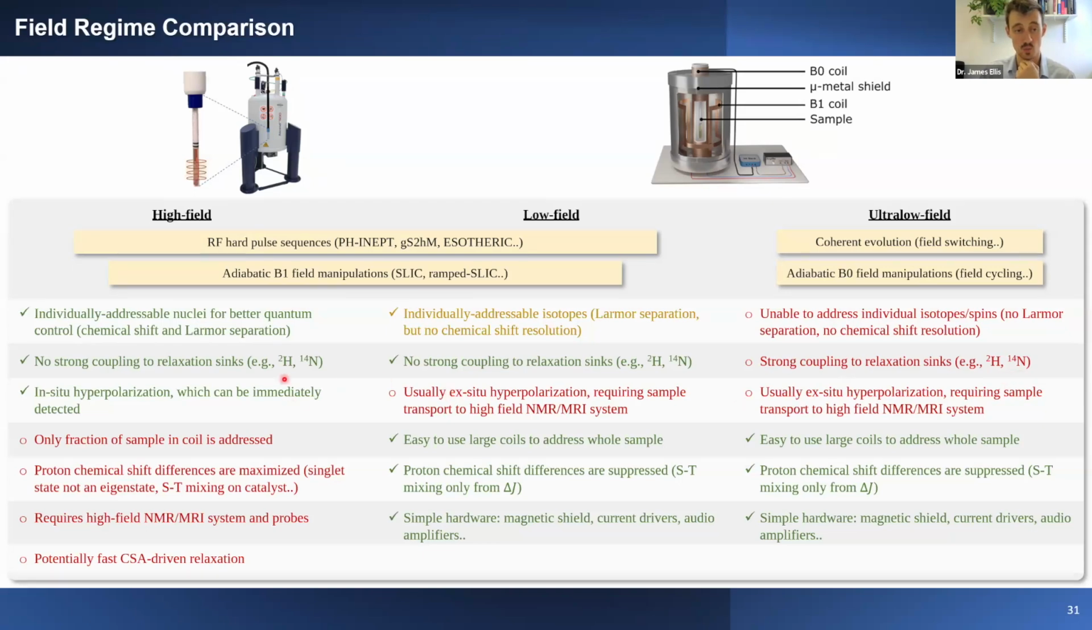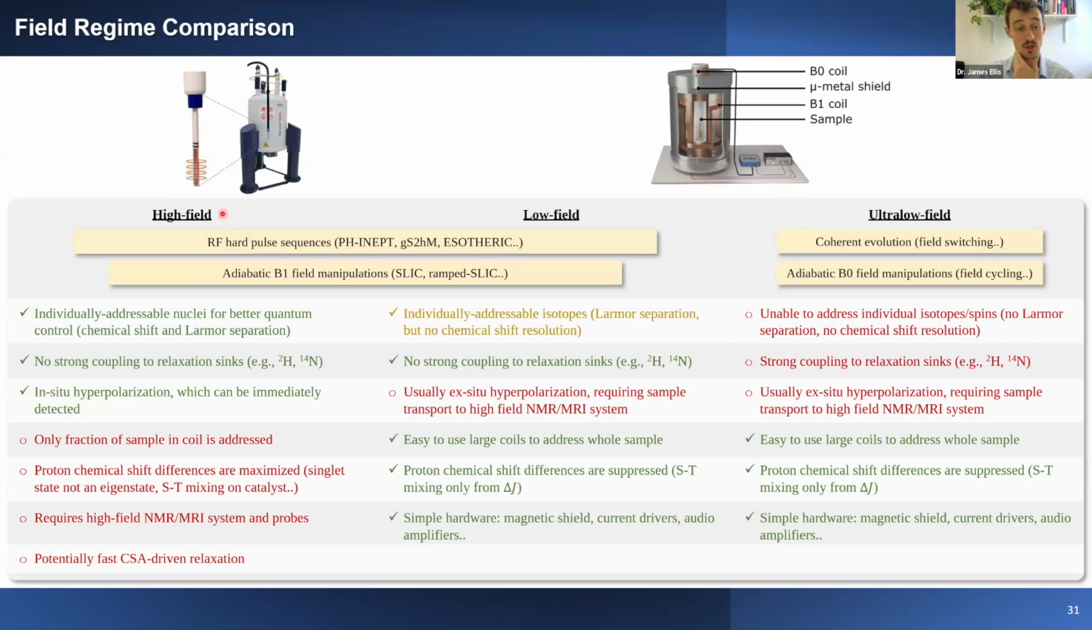And the final advantage of working at high field is there are many cases where you might be doing in situ hyperpolarization, and you can immediately detect your polarized spins. So for some applications, clearly this might be really, really important. And that's a disadvantage of working at low field or ultra low field. If you want to detect in a high field system, you need some sort of sample transport.